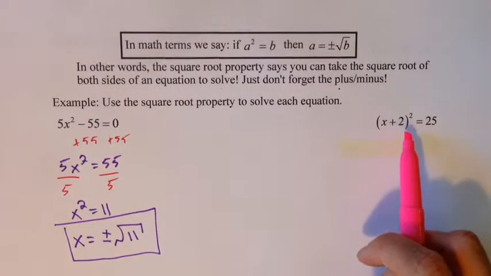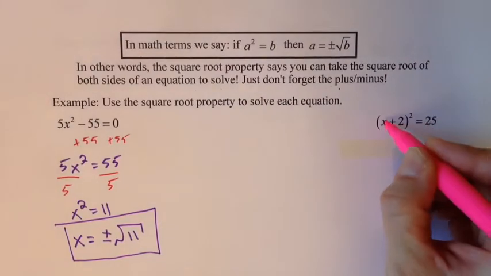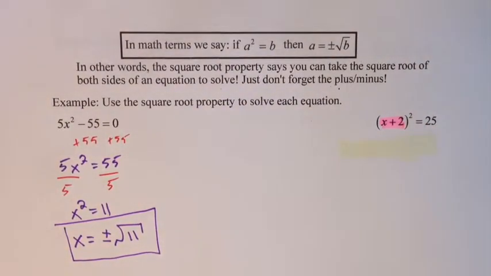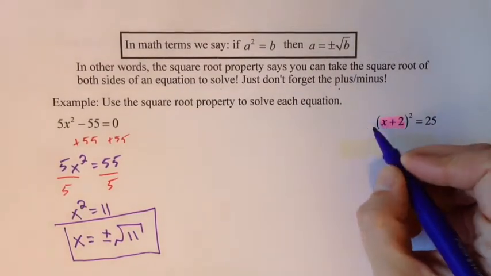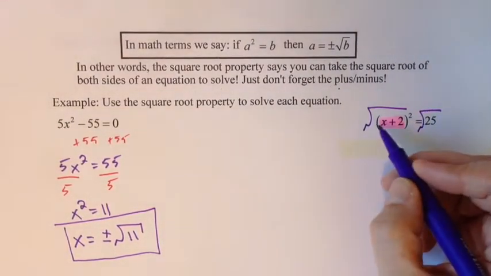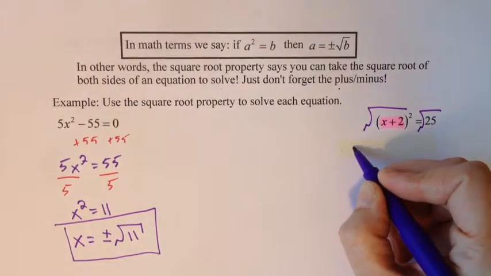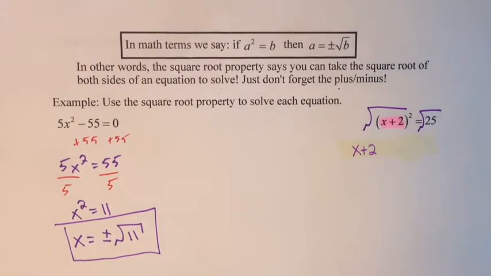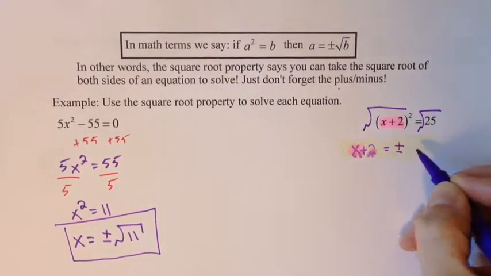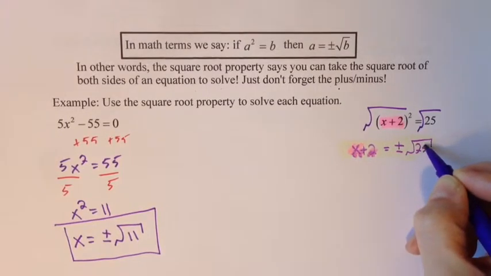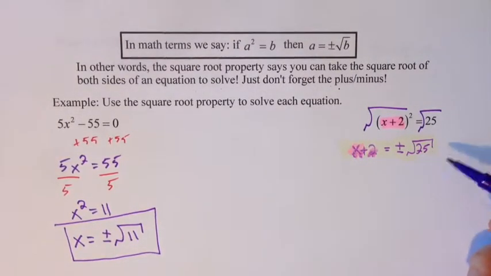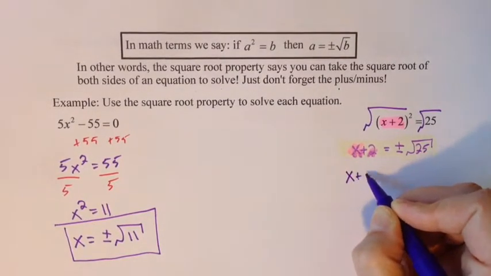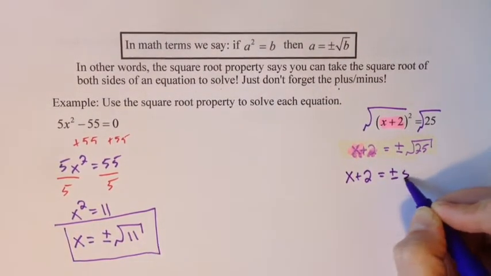This one says x plus 2 squared equals 25. So I have some stuff that's being squared and it equals 25. That means I'm already ready to take the square root of both sides to undo that squaring. When I take the square root of both sides, the square root here undoes that squaring, which leaves me with just the stuff that was being squared, or x plus 2. Same stuff. And that equals plus or minus the square root of 25. Now, the square root of 25 is actually a nice number, so we can reduce that a little bit and make this x plus 2 equals plus or minus 5.